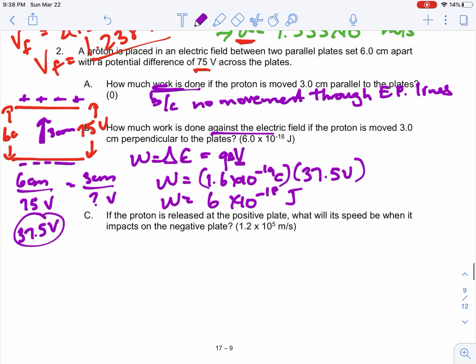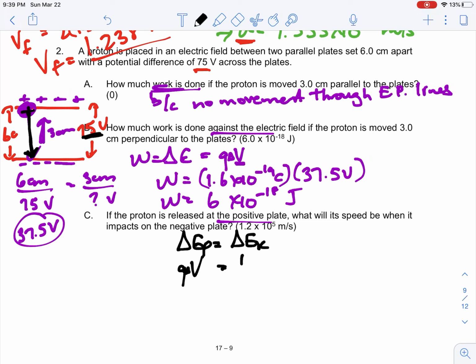Okay, and then the last question for today, part C. If the proton is released at the positive plate, so that means it's sitting here at the positive plate, then you let go. At this position at the positive plate, it has maximum potential energy. It really wants to start moving. So you would have to be holding it there with your particle tweezers. You let go of it and it's going to take off. It will run through all 75 volts of potential as it's accelerating, and it will lose potential energy and gain kinetic energy. So again, our potential energy lost is kinetic energy gained.